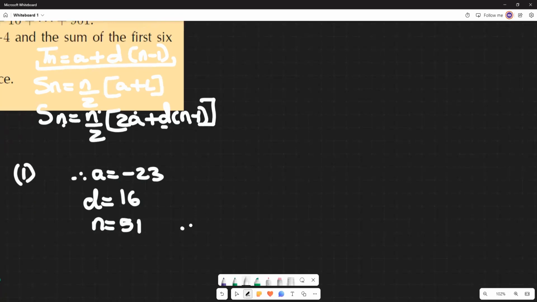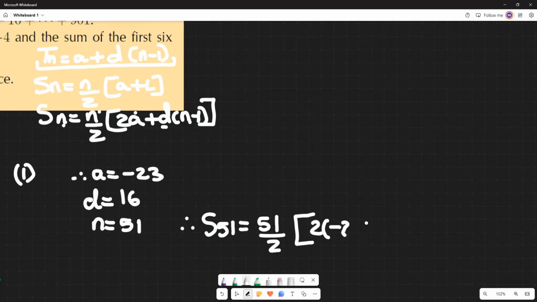So we have therefore S51 equals 51 over 2. Then you have 2, your A is minus 23. Remember, D is 16 over 3. Sorry about that. Plus 16 over 3. And then you have, guys, I don't like writing my fraction like this. I like it to be straight. It must be straight like this. And then you have our N minus 1, which is 51 minus 1.